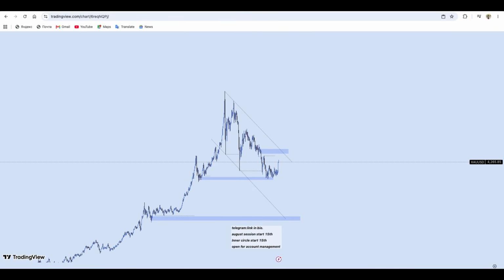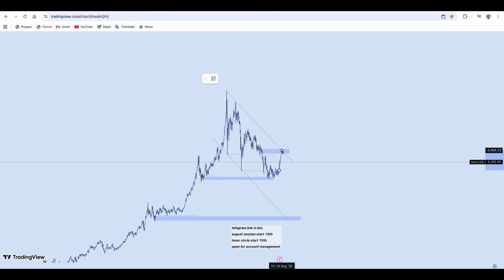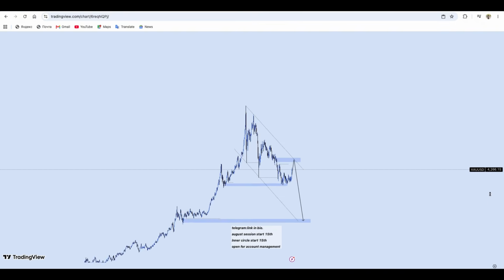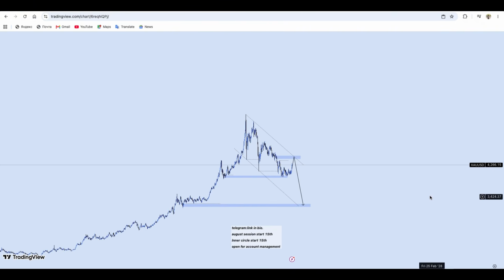Expect price to buy to this key level here. And then if it gets there, you look for sell opportunities till price gets to this level. And then you pick a buy opportunity, maybe to reverse it to create a new all-time high or something else. So my overall projection on XAUUSD: buy to a sell, buy to a sell.